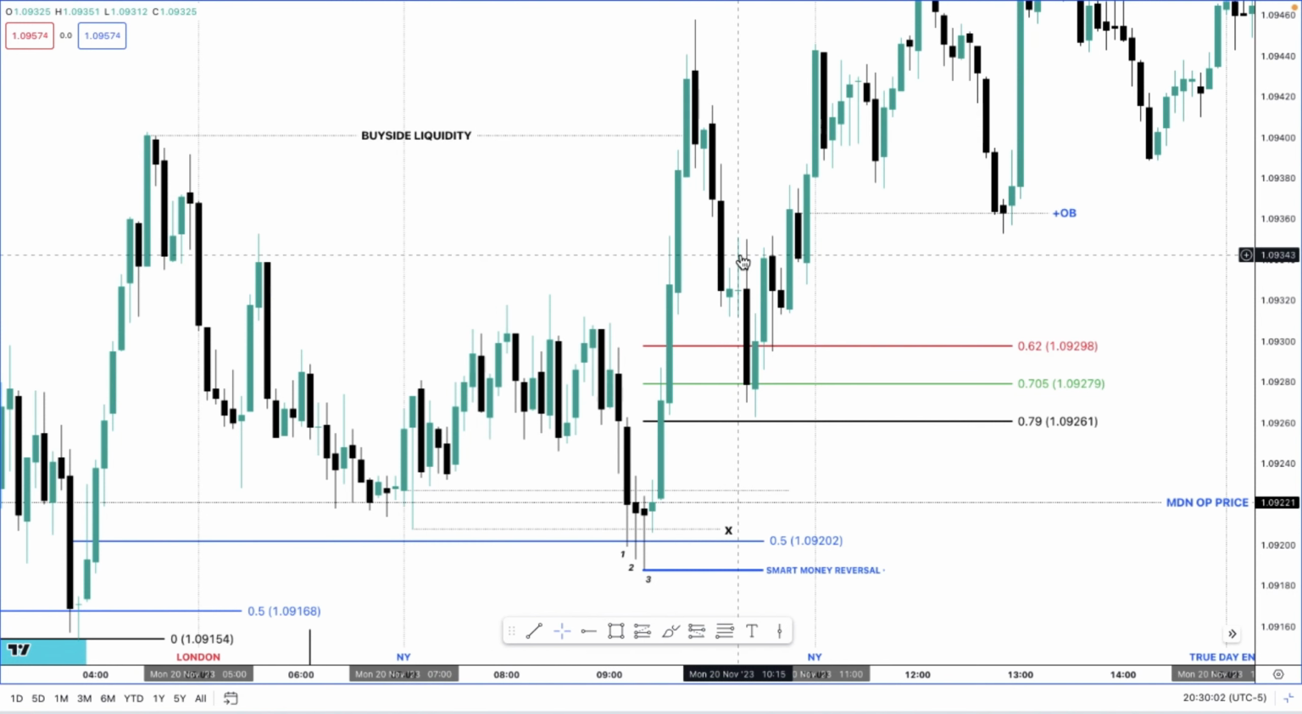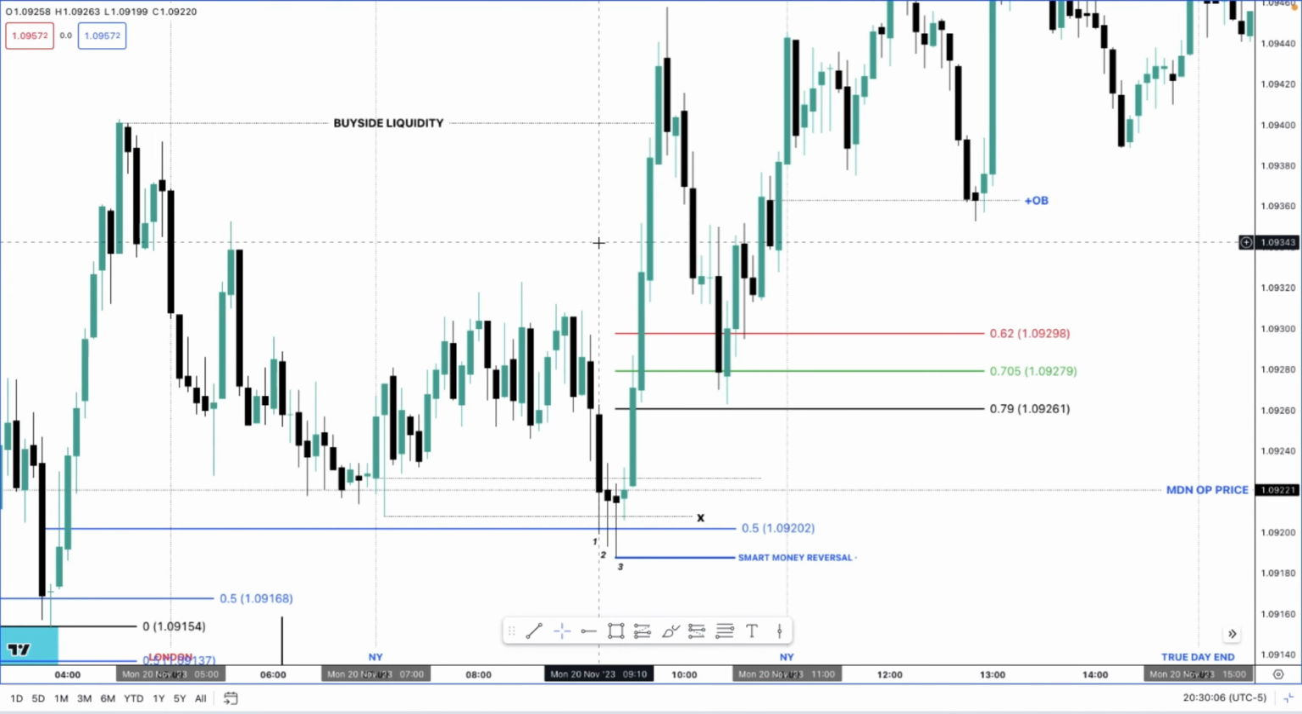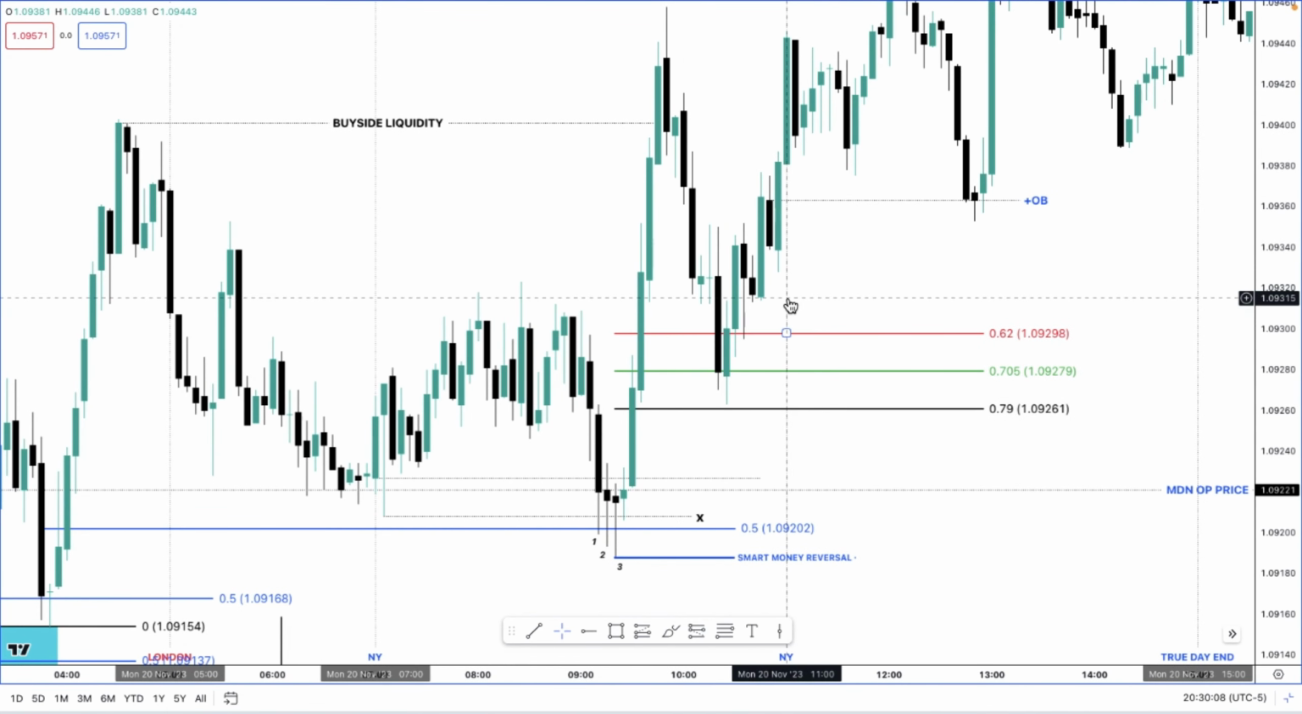Now, how far can it retrace, or how low can it go during the retracement? This is during the New York kill zone, right? So my thinking during the New York kill zone is that we have a swing low that gets formed to make your life easy.